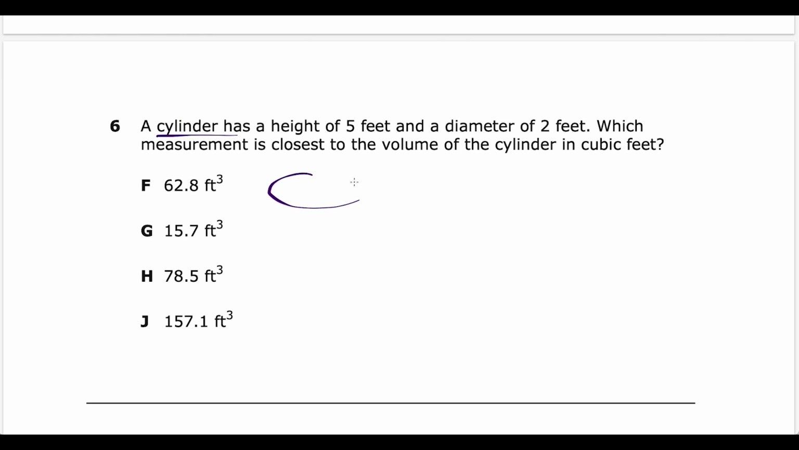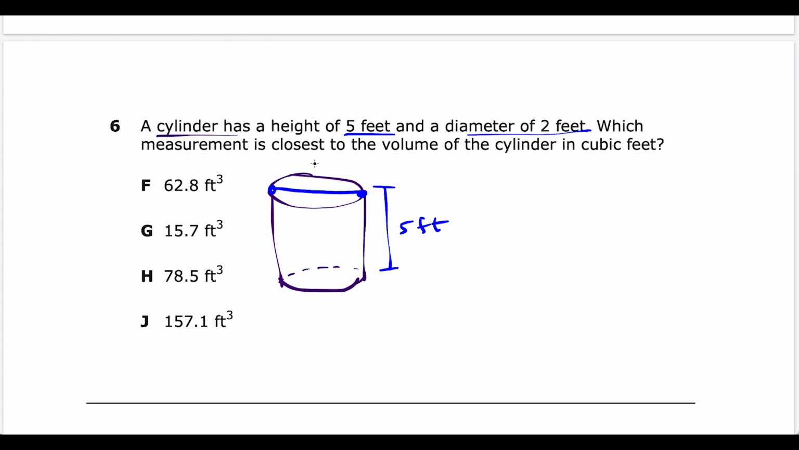Question 6, we have a cylinder. So the first thing I would do here is just draw a cylinder so that we could label this, so that when we have to find the volume in a moment, we are definitely accurate here. So we have a cylinder. The height is 5 feet. So we're going to go ahead and just label this distance here as 5 feet. And we're told the diameter is 2 feet. So that's this distance all the way across. So the diameter is 2 feet.